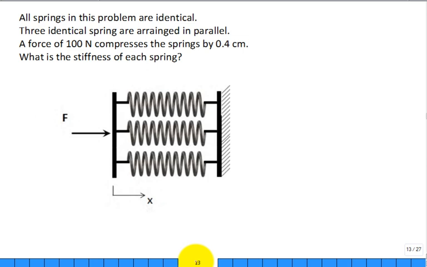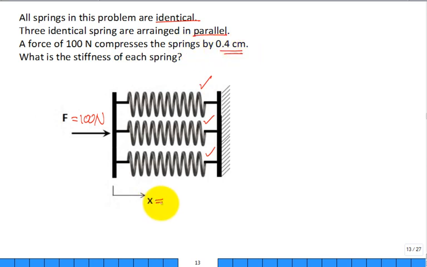All springs in this problem are identical. What do you mean by identical? They have the same unstretched length. They have the same spring stiffness. Three identical springs are arranged in parallel. Are these in parallel or series? They're parallel. Good. A force of 100 newtons is used to compress each spring, or the springs, by 0.4 centimeter.